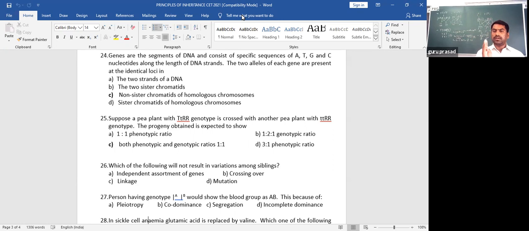Homologous chromosome: the chromosomes which are similar in structure and function. Suppose I have 46 chromosomes in 23 pairs. Each pair, one from mother, another from father. And they are similar in structure and function. In one chromosome, I have a particular gene at one point. In another chromosome, I have another gene for the same character at the same loci.